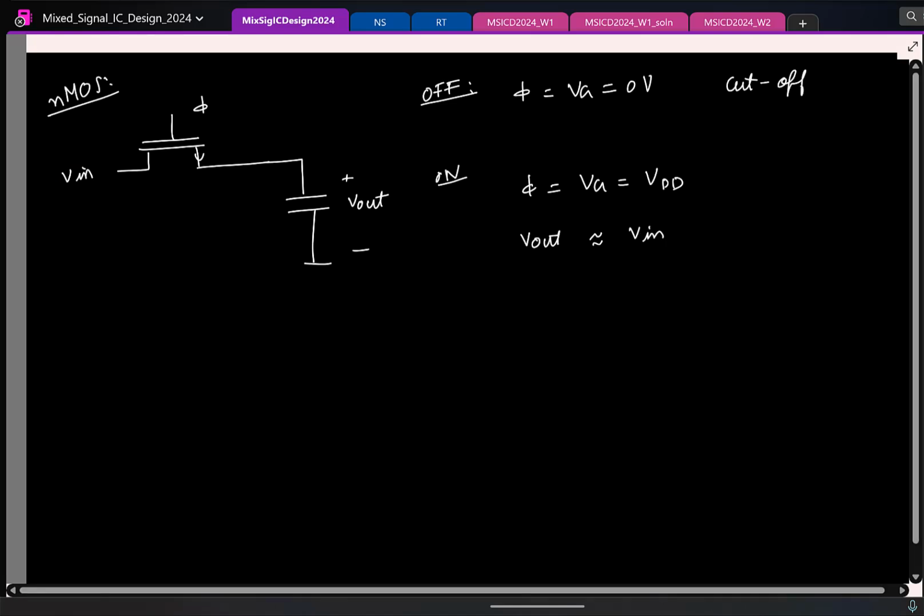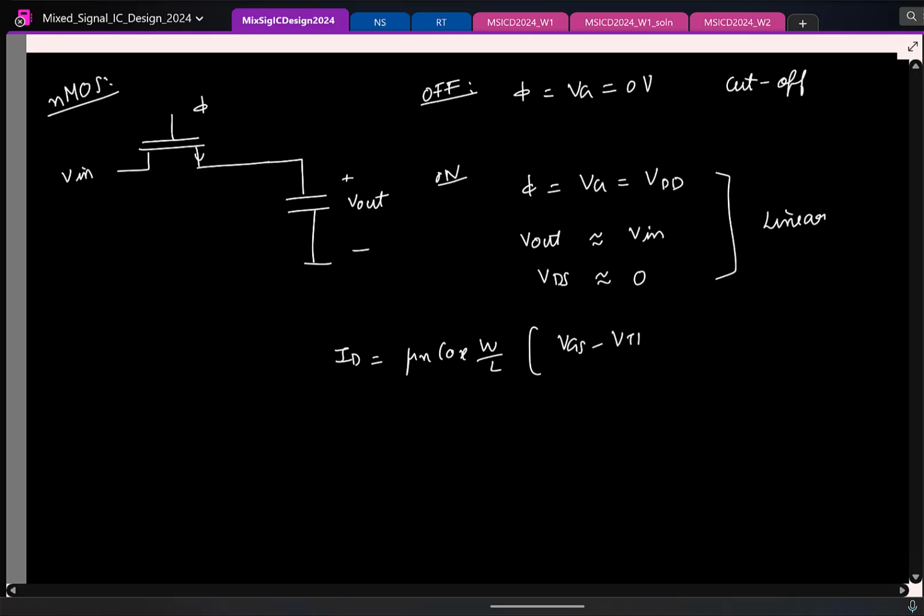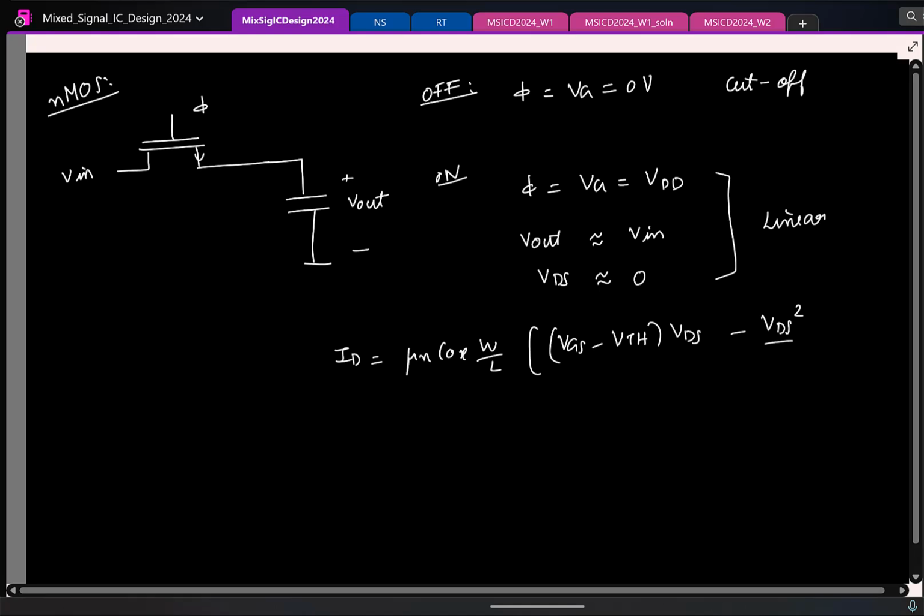That's what you want. So what is the drain to source voltage now? Drain to source voltage is this. This is 0. So what is the operating region now? And I'm sure you guys know the current relation. ID is blah blah blah. I'll write it. It's not critical. It is VGS minus VTH times VDS minus VDS square by 2, right? And here VDS is approximately 0, so I'll ignore the last term.